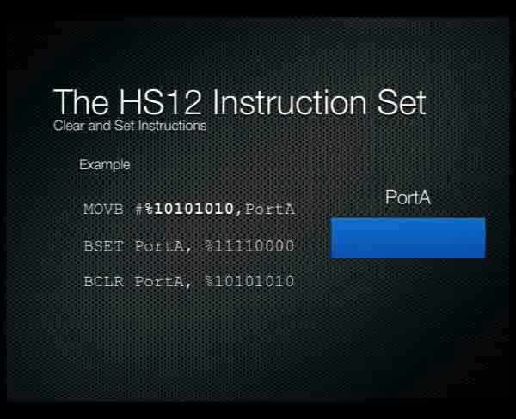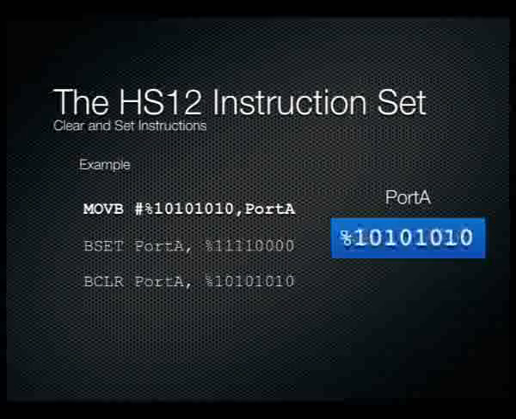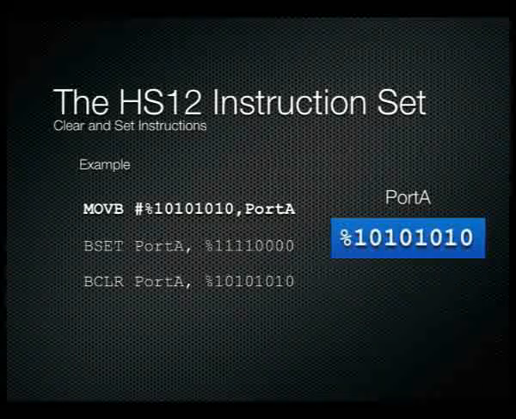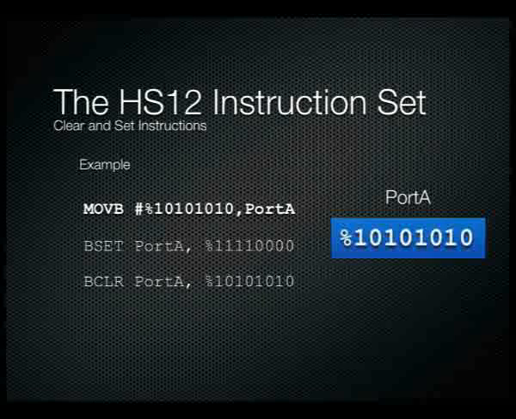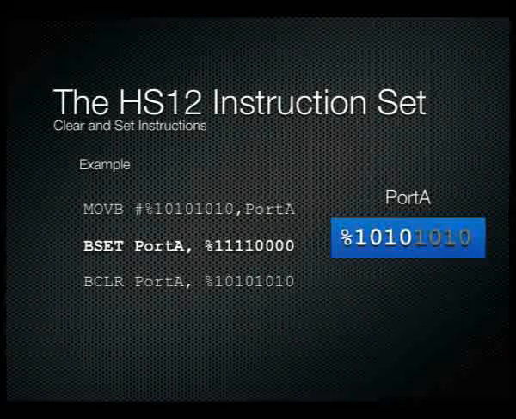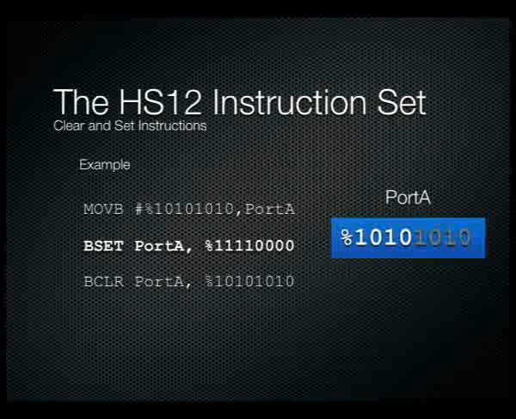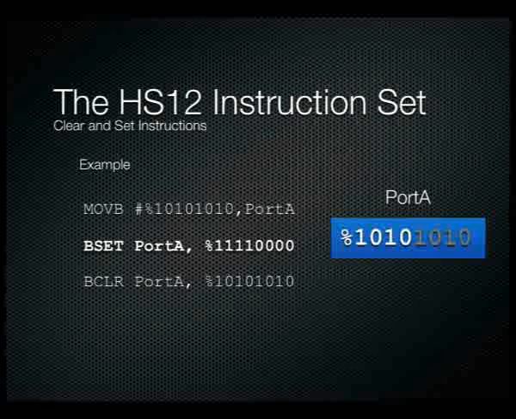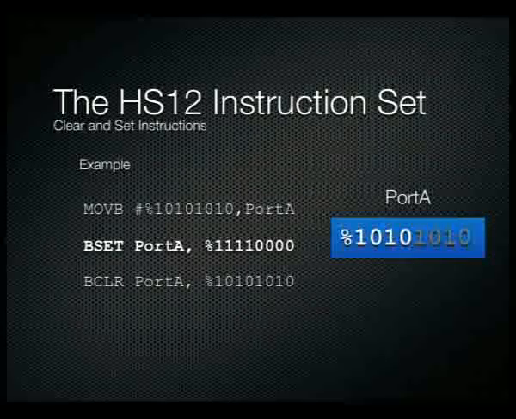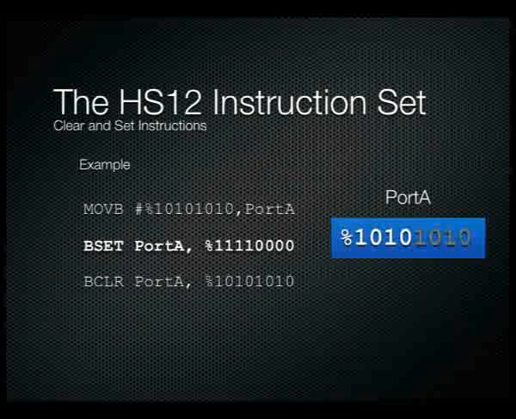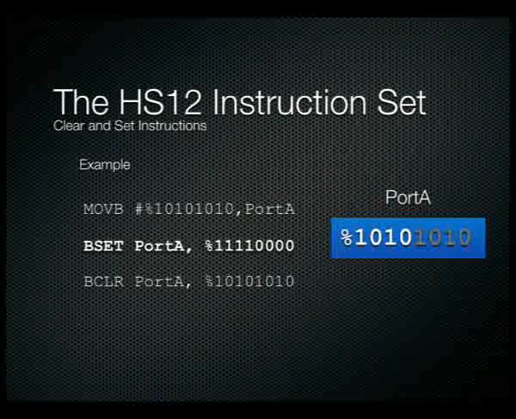First of all, we load the port with a starting value. In this case, it's 10101010, so every alternate bit is a 0 or a 1. That's how we start port A. Then we run a bit set command, and with the bit set we have a mask which says we want to modify the top nibble. We want to modify the top 4 bits, but we don't want to touch the bottom 4. So the 1111 in the mask says we want to change the top nibble, but leave the bottom nibble well alone.